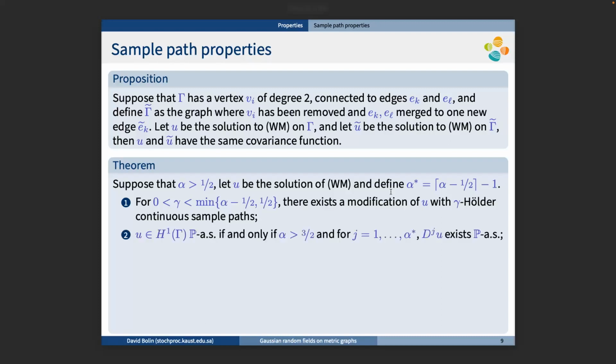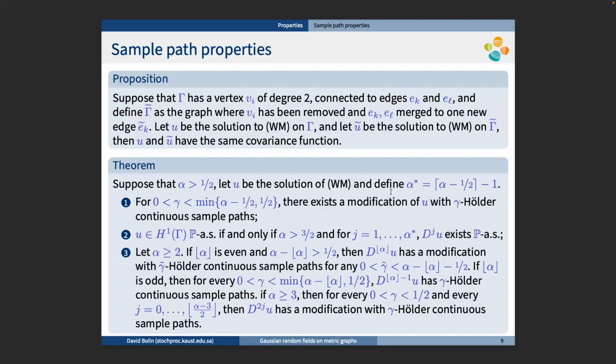And if you increase alpha further, so if alpha becomes greater than 1.5, then you also start to get differentiable sample paths. And well, if you keep increasing this parameter, you will also get higher order differentiability. And essentially what this long text is saying is that you also have some continuity properties of those derivatives. So in particular, the even order derivatives will also be Hölder continuous. So that is nice. So this essentially means that these models behave very similarly to the popular Matern fields in R^d.